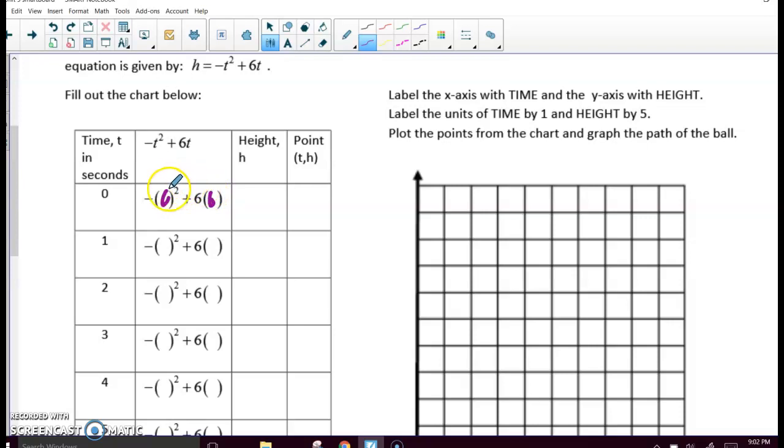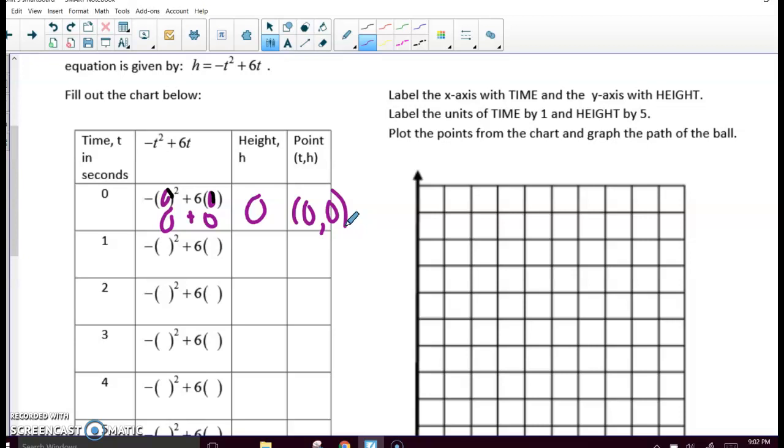Order of operations, make those look like a 0. I do exponents first. 0 squared is 0. The opposite of 0 is still just 0. 6 times 0 is 0. 0 plus 0 is 0. So at time 0, my ball is 0 feet high, which would make sense.